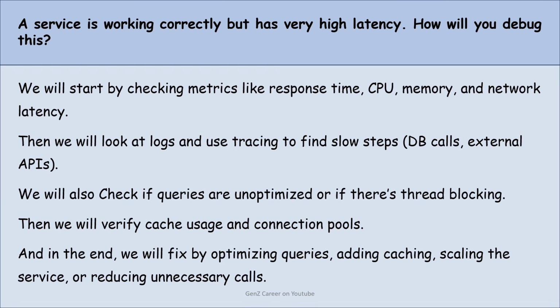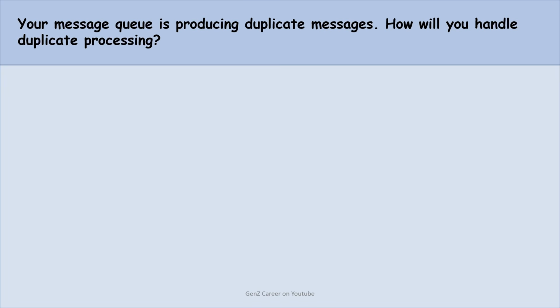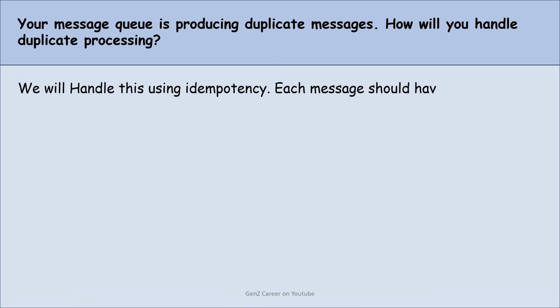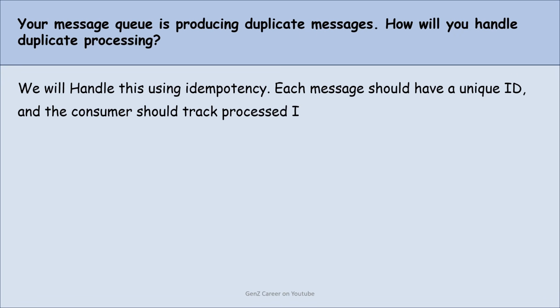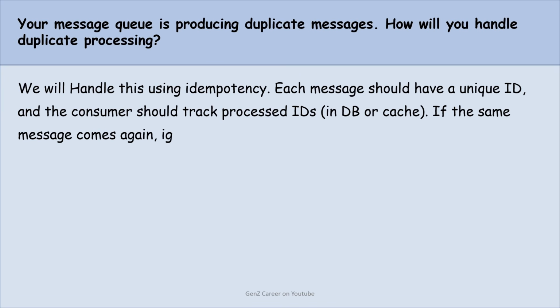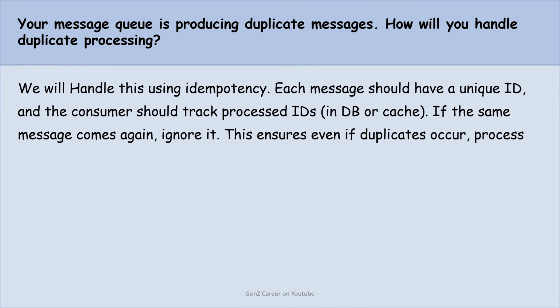Next question is, your message queue is producing duplicate messages, so how will you handle duplicate processing? So basically we will handle this using idempotency. Each message should have a unique ID and the consumer should track processed IDs in DB or cache. If the same message comes again, then ignore it. This ensures even if duplicates occur, processing happens only once and data remains correct. Are you getting my point?